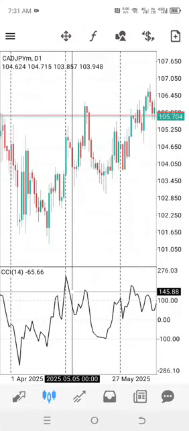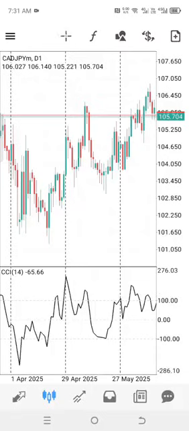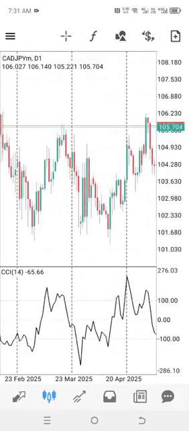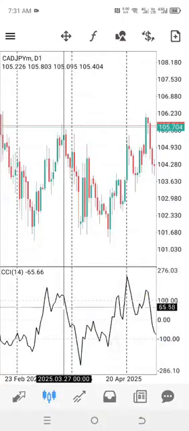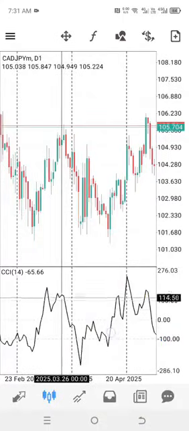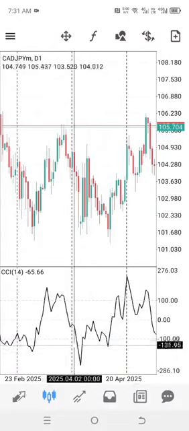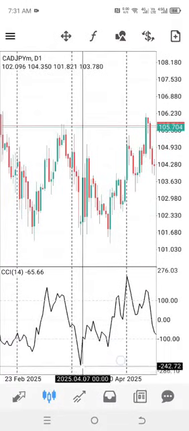Now, I'm going to explain how you take trades with it. However, I need to also show you how we spot the dominant downtrend. Now, look at the downtrend. As soon as you see the CCI moving from above 100 to below minus 100, then you can confidently say that the market is in a bearish trend.